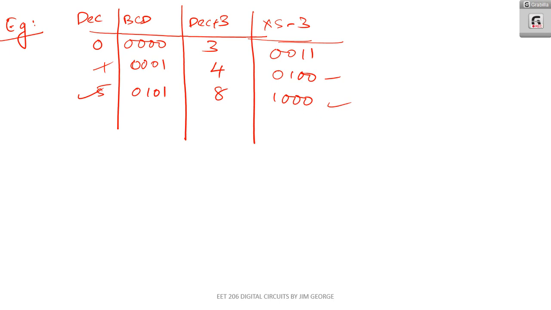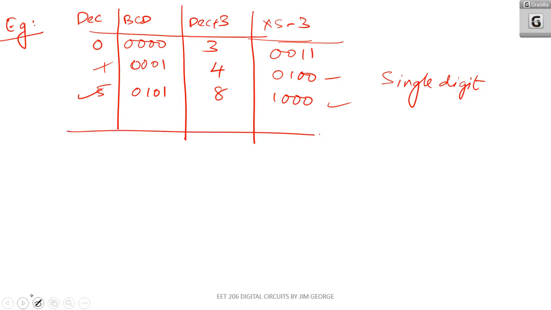Now I have shown the examples of single-digit numbers. When we are dealing with double-digit numbers, how do we proceed? We will look at how to deal with double-digit, triple-digit and above numbers.